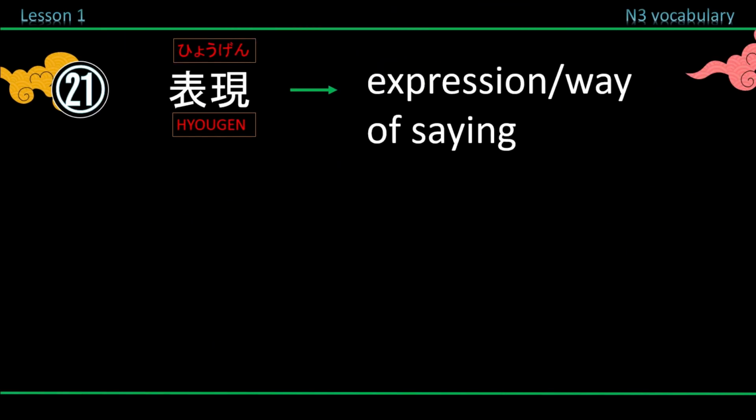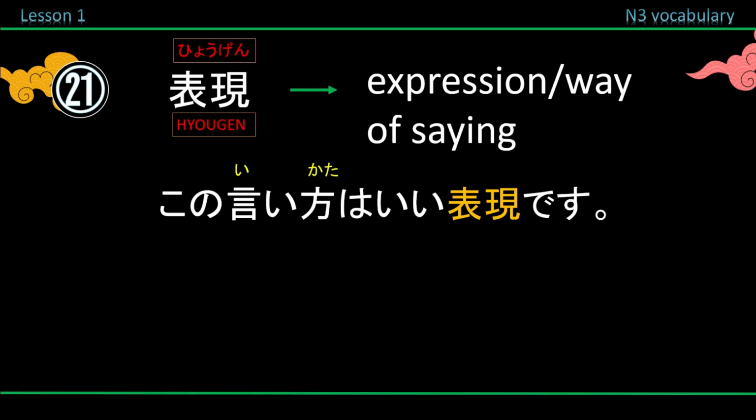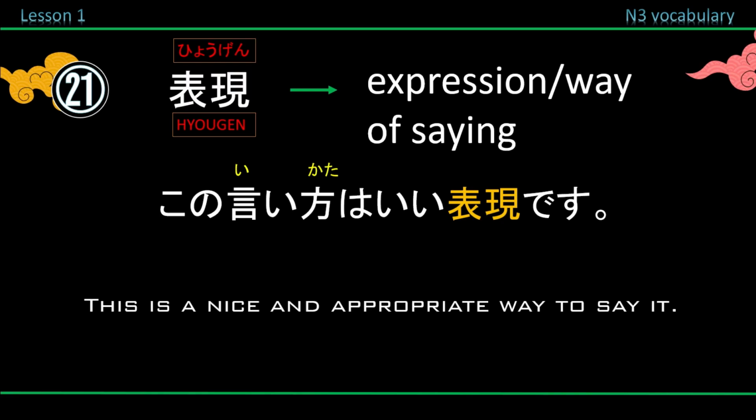Next, we have hyogen. Hyogen means expression or a way of saying something. You can use it in a sentence like この言い方はいい表現です. The English meaning is, this is a good and appropriate way of saying it.